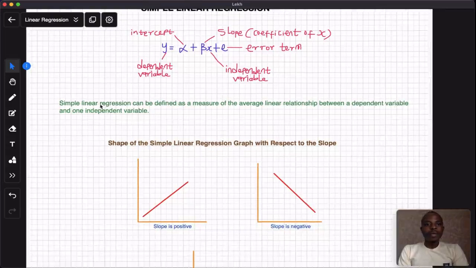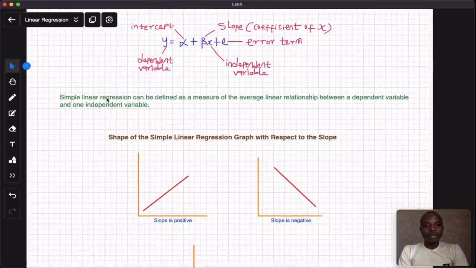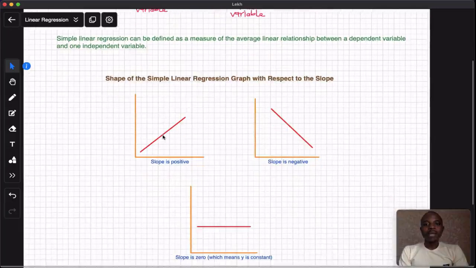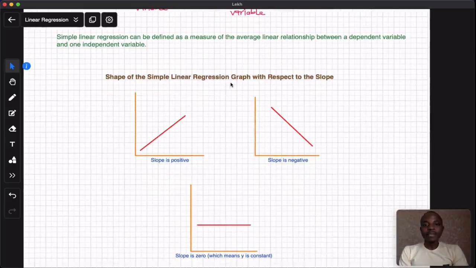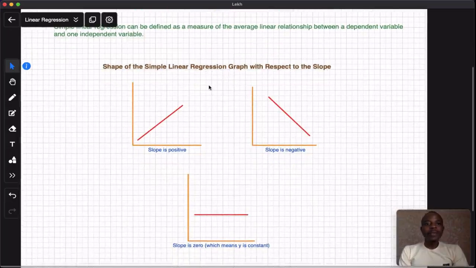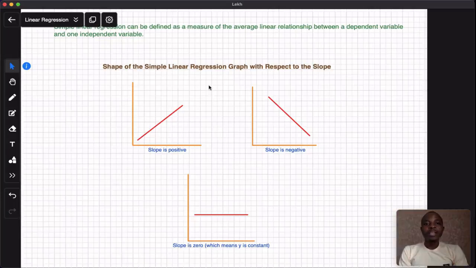Again, we said simple linear regression can be defined as a measure of the average linear relationship between a dependent variable and one independent variable. Now, let's look at the possible shapes we can have when we have a simple linear regression. The shape can change with respect to the slope. When the slope is positive, your equation tends to go upward in a straight line. But when it is negative, your regression definitely will come down.